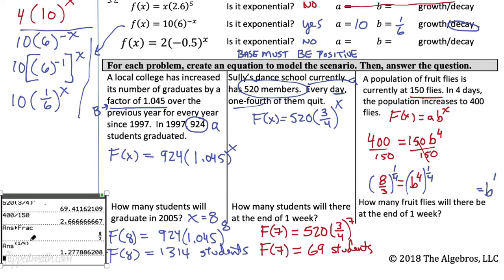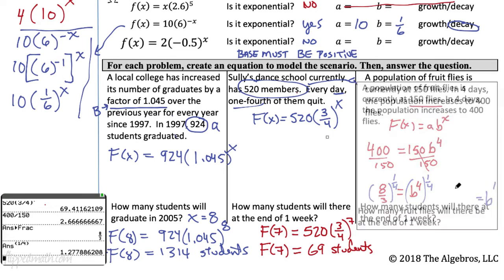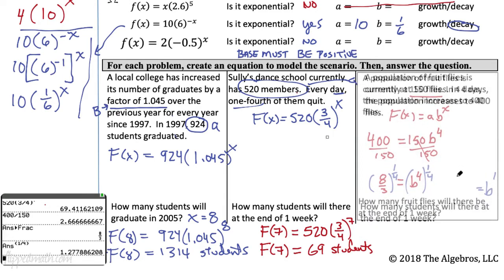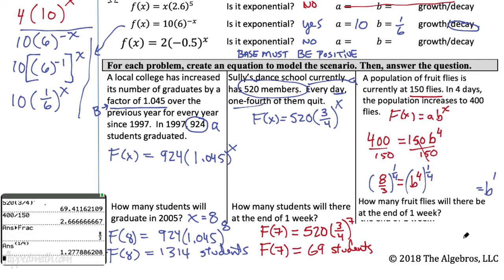And you can see down here, we got 400 divided by 150. Put it into a fraction, and then we raise that to the 1/4 power. I get 1.27. I'm going to call it 1.28. We're going to round a little bit. So 1.28 is the value of b.